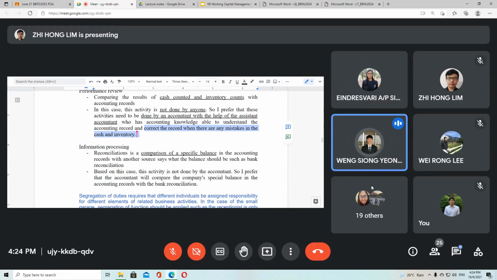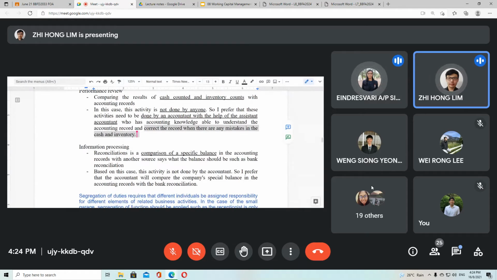the cash and inventories. The question never talked about inventory count. They only said cash, right? Yep, but I thought it also needs comparing. Yeah, because as a garage there are car parts that need to be bought every month. Yeah, but the question never asked about inventory count, so we no need to put it. Oh, okay. Because I wanted to make it into the full internal control.